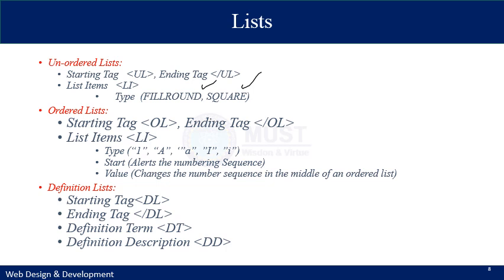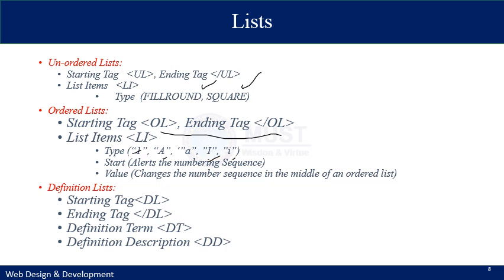Similarly, ordered list starts from OL and ends at /OL, and it specifies a sequence of list items, and each element is embedded in this block OL and /OL, and it can be sequenced with a number or an alphabet or a Roman number. So start alters the numbering sequence. You can specify from which number you want to start, and you can specify the value that changes the number sequence in the middle of an ordered list.